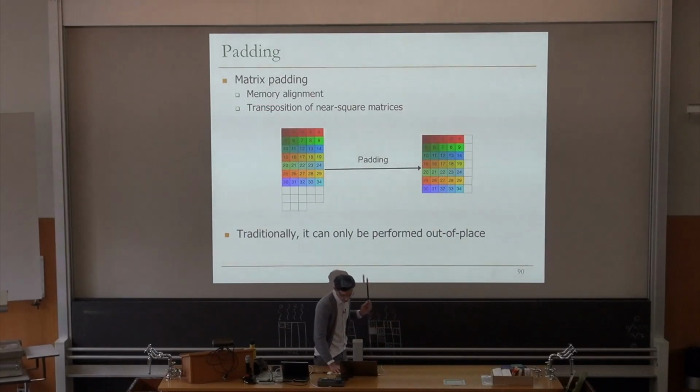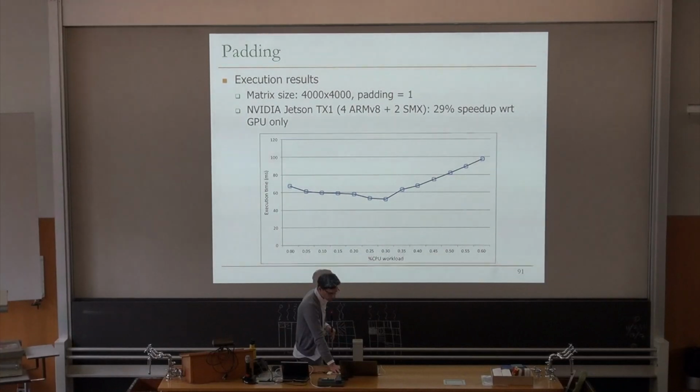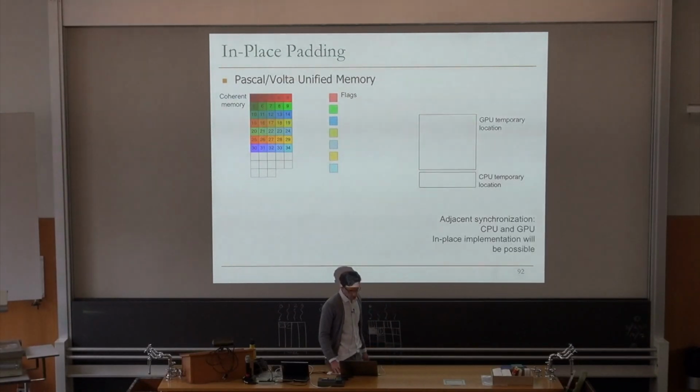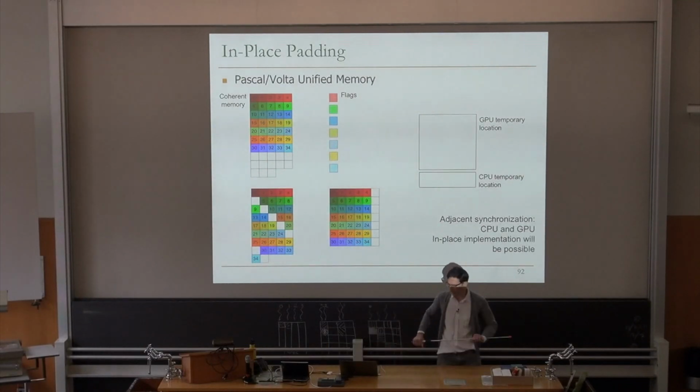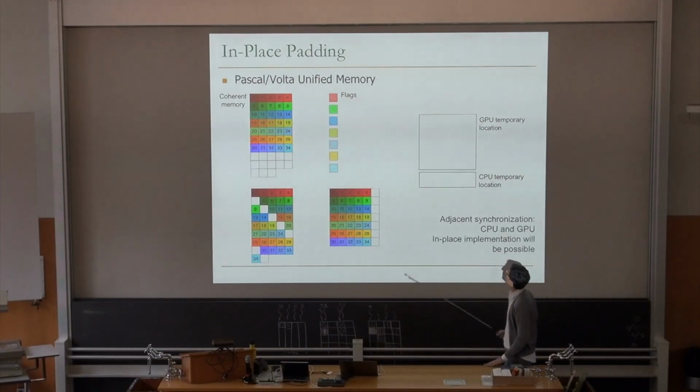This would be for an out-of-place matrix transposition on the Jetson. In this case, the sweet spot is here at 30%, and we get a 29% speedup. But if we want to implement an in-place padding, we will need to come up with some way of synchronizing across thread blocks in the GPU and threads in the CPU.